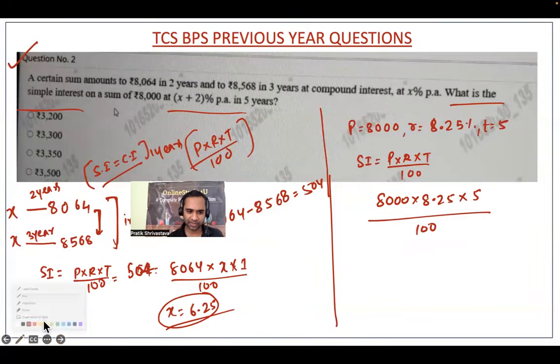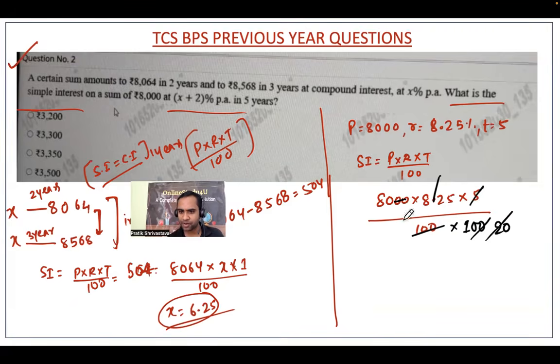Now, let me take some other pen here. So 20 and 20 cancelled, and if you remove 1 after that 2 digit. Okay, 5 20 times, 20 40 times. So 25 into 4 is 100, and 32 plus 1 is 33. So 3300 will become your simple interest, right?